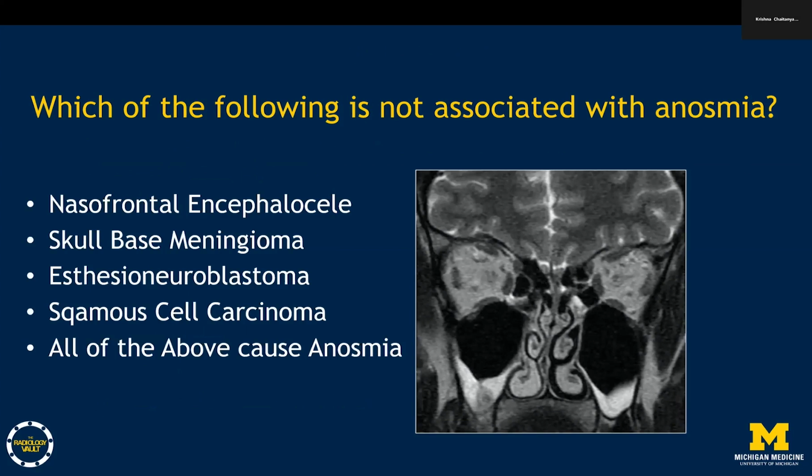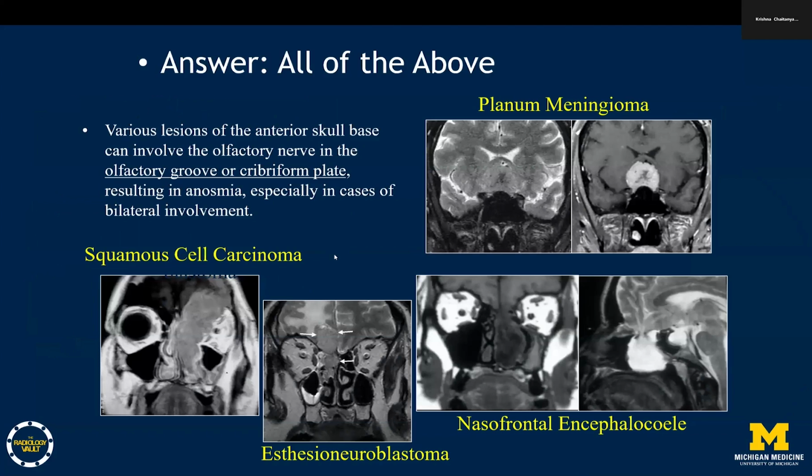The first question is, which of the following is not associated with anosmia? Let's read through those, and then the answer is that all of the above can cause anosmia, and here are the two olfactory bulbs. So various skull-based lesions anteriorly can involve the olfactory nerve in the olfactory groove or cribriform plate, resulting in anosmia, especially when you have bilateral involvement.